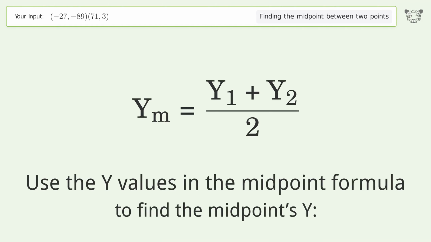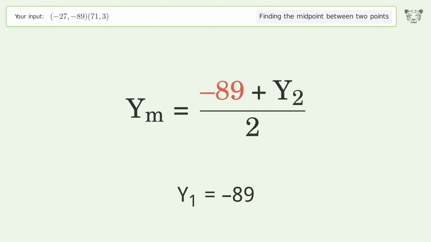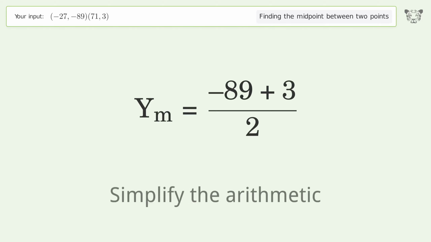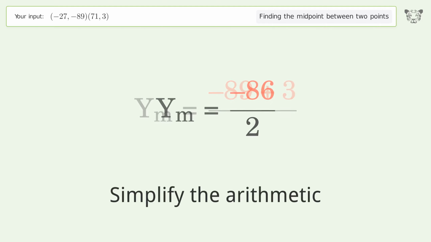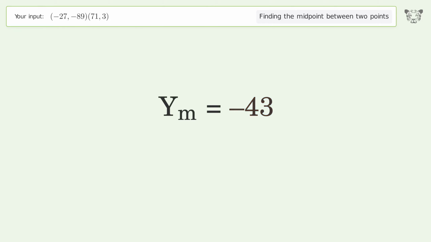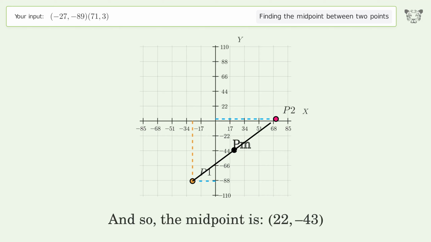Use the y values in the midpoint formula to find the midpoint's y. y1 equals negative 89. y2 equals 3. Simplify the arithmetic. And so, the midpoint is 22, negative 43.